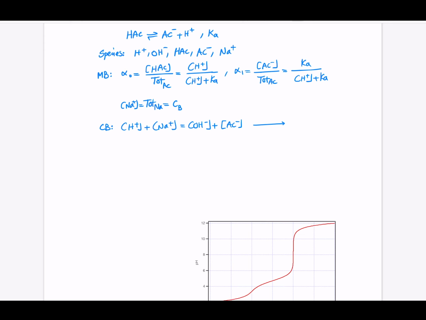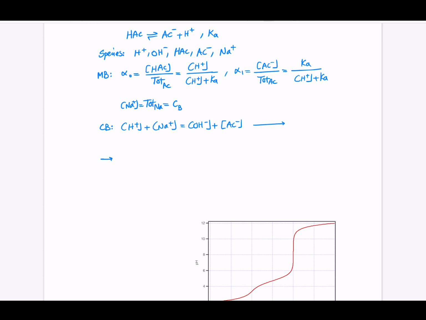So basically what we're gonna do is put this one and this one into the charge balance. I mean, not this one, but this one, because AC is here. So it would be this one times this, and then this directly goes here. And then for this one, it would be Kw over H plus as before.